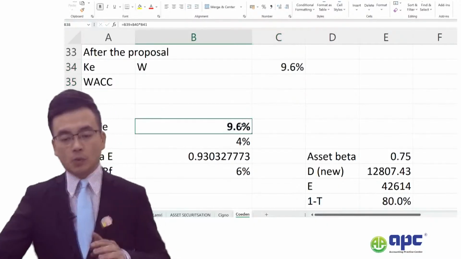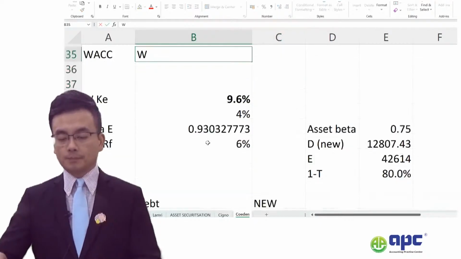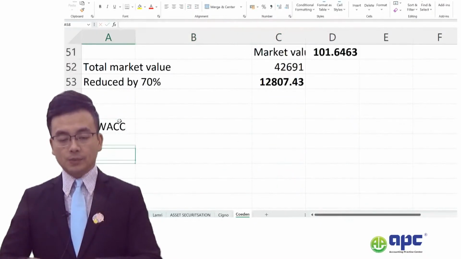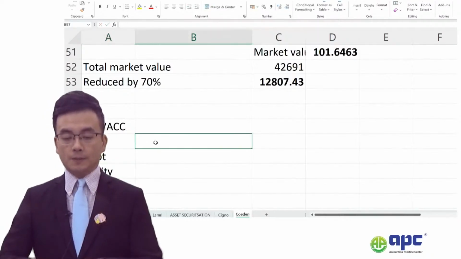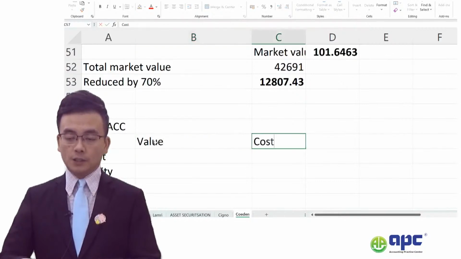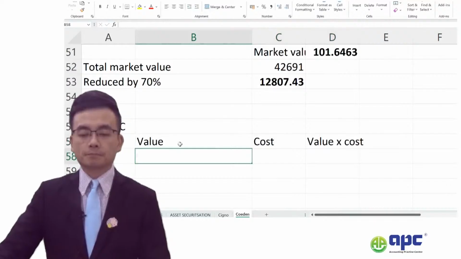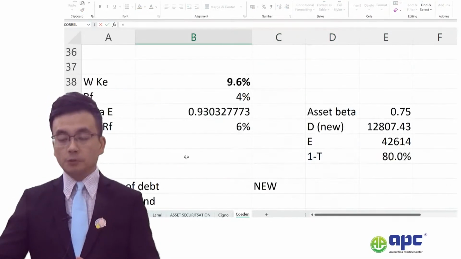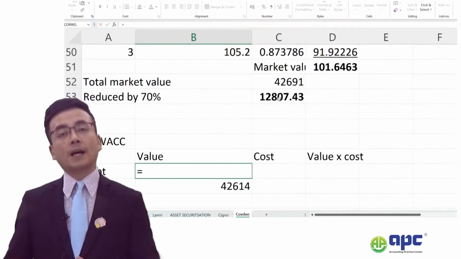Finally, how about for WACC? Okay, started working on this. Now, again, we've got debt, we've got equity, and we've got the value, costs, value, times by costs. All right. Value of equity stays the same at 42,614. Value of debt, we just calculated to be 12,807.